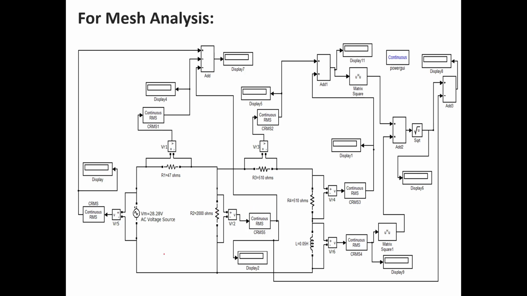Similarly, across 2000 ohms, a voltage measurement should be connected, continuous RMS should be connected to the V terminal, and the output terminal of the continuous RMS must be connected to the display. Across a 510 ohms resistor, a voltage measurement is connected, its output terminal is connected to a continuous RMS, which is connected to the display. Similarly, across the other 510 ohms resistor, a voltage measurement must be connected, its output terminal connected to a continuous RMS, connected to the display. Across the inductance of 0 to 0.05 Henry, a voltage measurement should be connected, its output terminal connected to a continuous RMS, and then to the display.